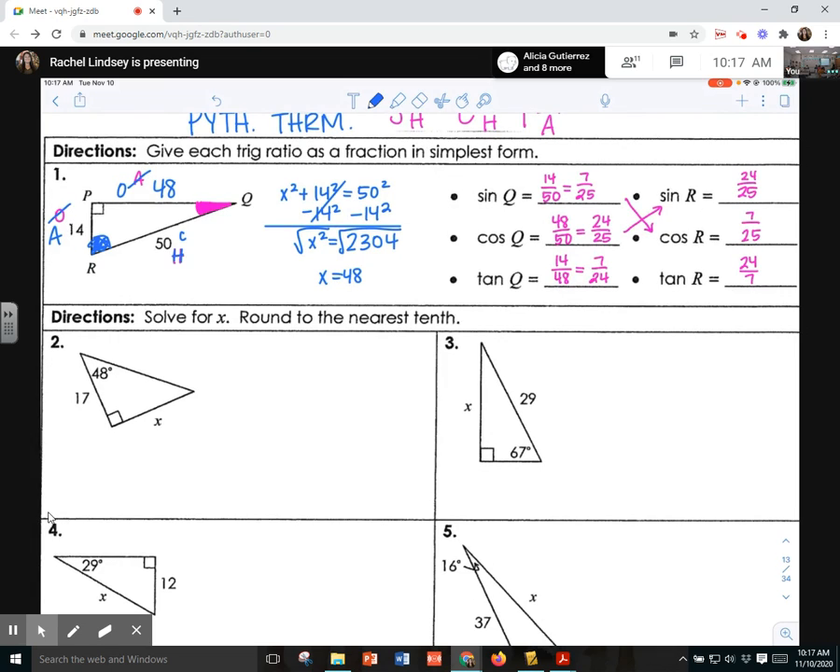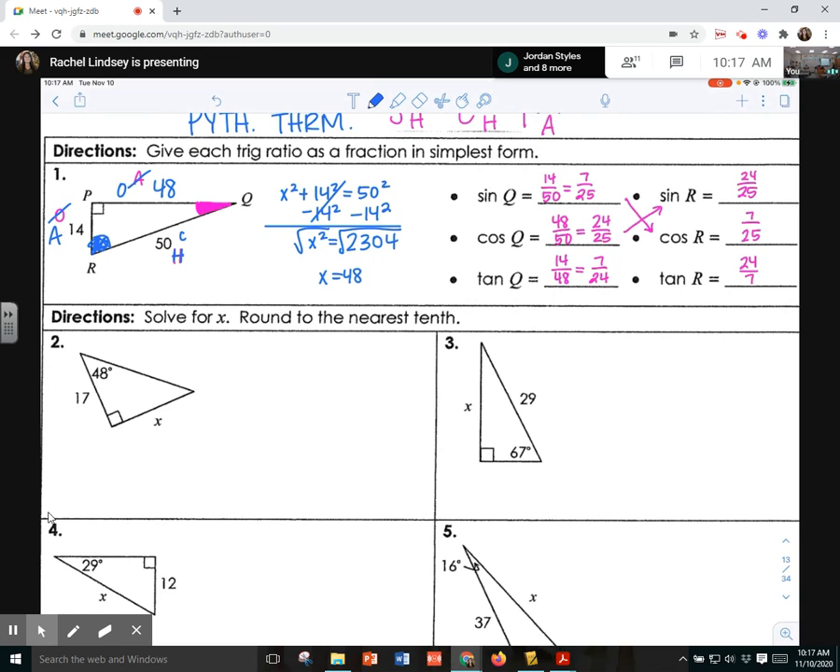Okay, so on number 2, we're just going to do a few of these on the front. I think I'm only going to go through the evens, maybe. We'll see. Go through the evens and I'll give you the answers to the odds.